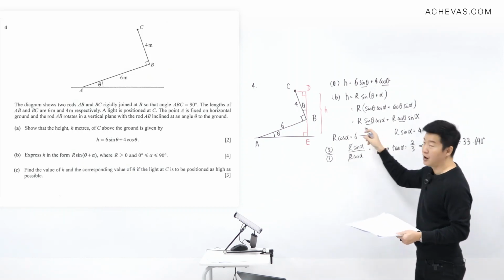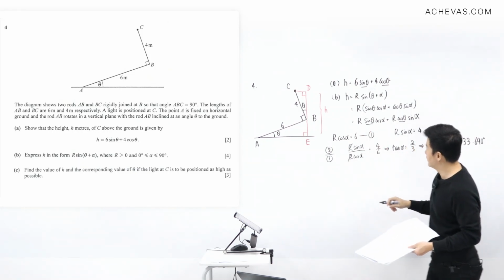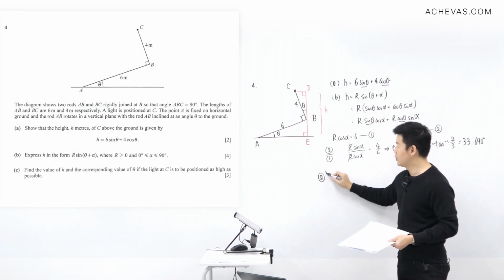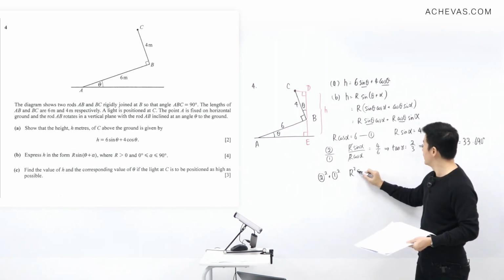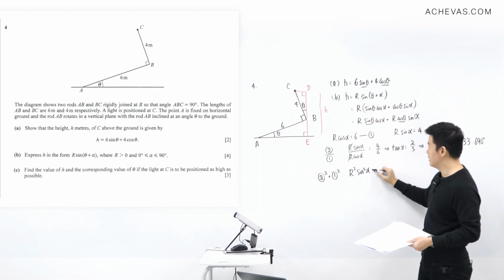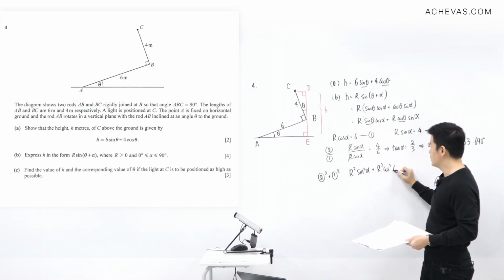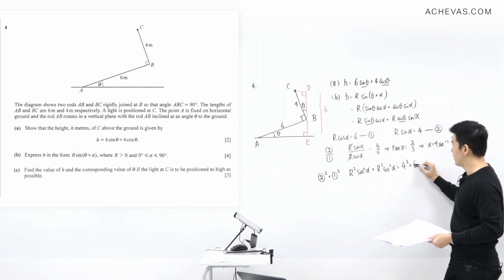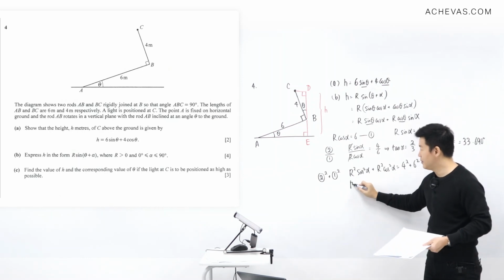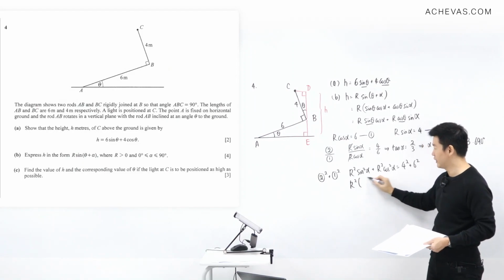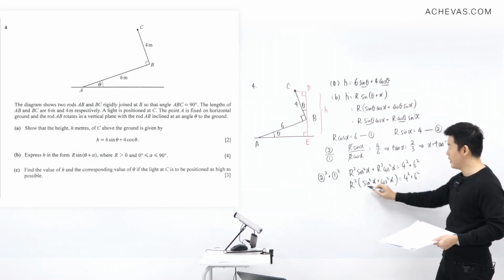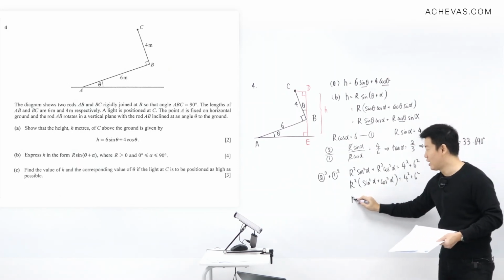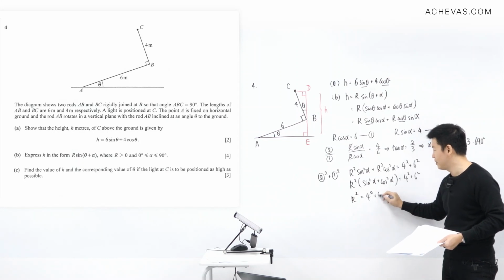Let's try to solve for R. To solve for R, I am going to take equation number 2, square it, and add it to equation number 1 squared. On the left hand side, we will have R squared sine squared alpha plus R squared cosine squared alpha, which is equal to 4 squared plus 6 squared. If I factorize R squared, we will have sine squared alpha plus cosine squared alpha, and this is equal to 1. So R squared is equal to 4 squared plus 6 squared.